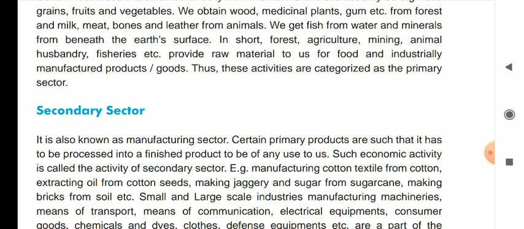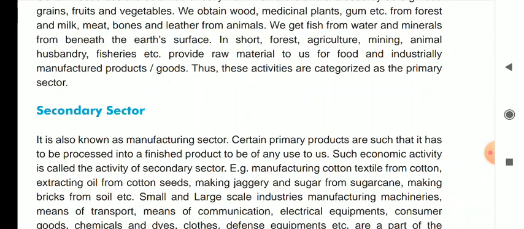Example, manufacturing cotton textile, the production of cotton textile from cotton, extracting oil from cotton seeds, making jaggery and sugar from sugarcane, making bricks from soil, etc.